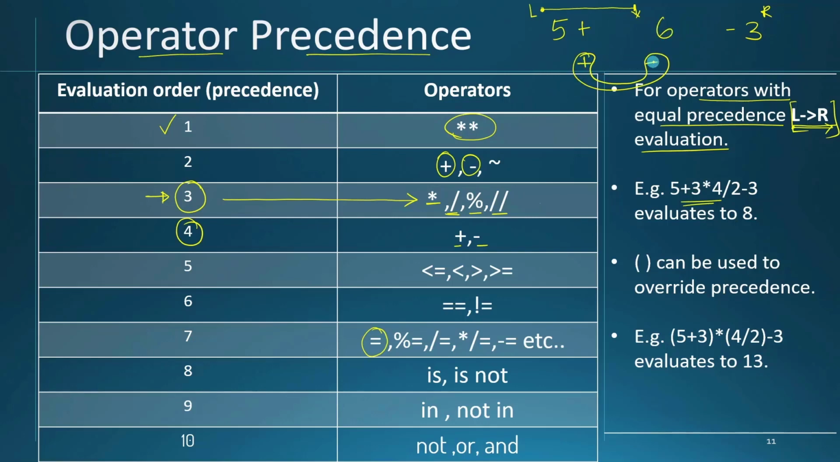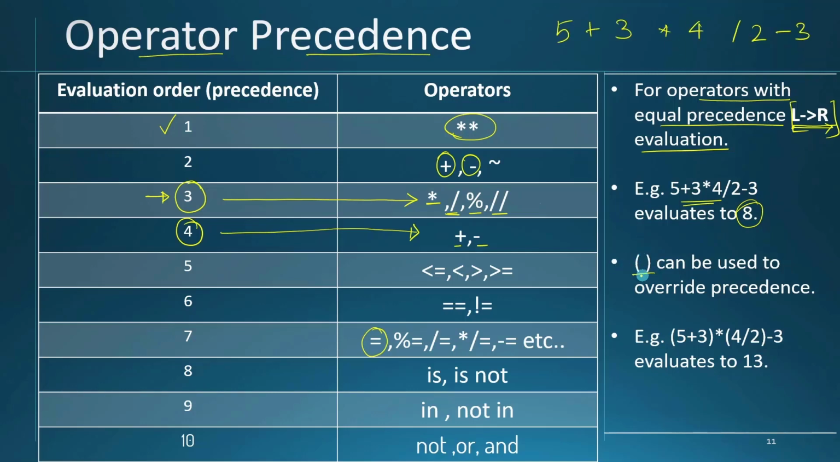Now I have plus and minus. They belong to the same precedence level, so how can you resolve it? Again, the left to right rule. I start from the left side, go to the right side, and see the plus operator first. So now I have to do 5 plus 6. This will evaluate to 11. So even plus is finished. Now we have only the last operator, subtraction. 11 minus 3, the result will come as 8. So this is exactly how Python will evaluate this expression.